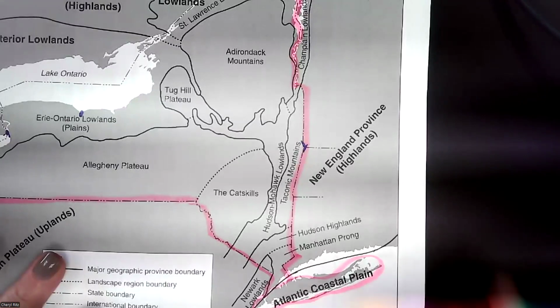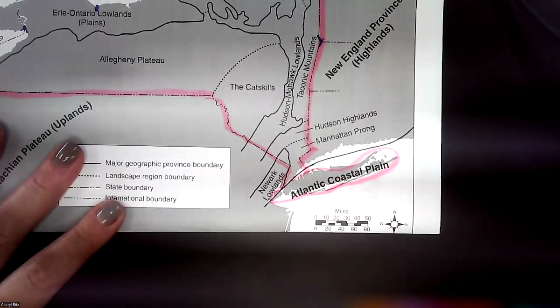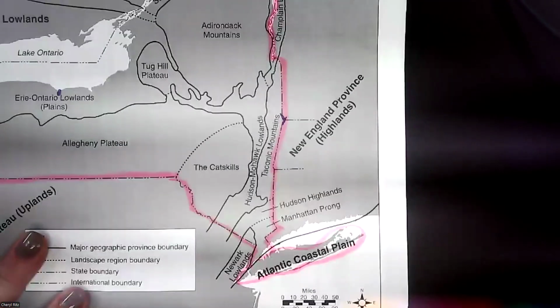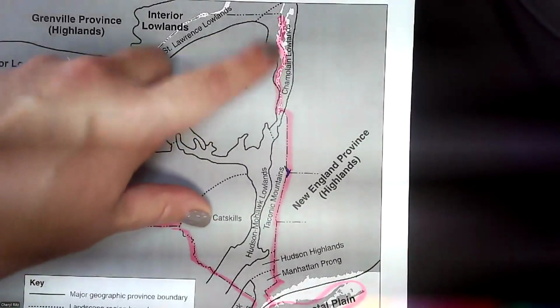This way? Yeah. I don't know why they didn't include one around Long Island. So just go ahead and include Long Island in your outline. This is where it gets hairy up here.